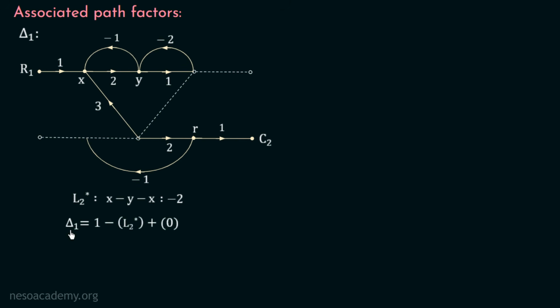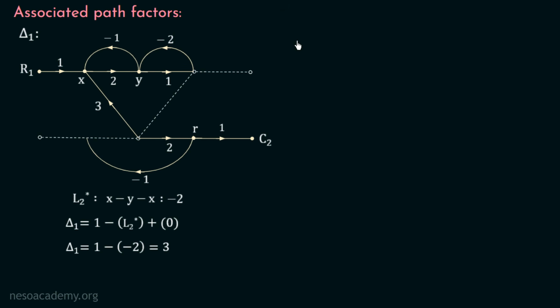Now moving on to the calculation of del 1, which is equal to 1 minus the sum of individual isolated loop gains plus the sum of products of gains of all possible combinations of two non-touching isolated loops and so on. But in this case we have only one isolated loop, and that's why we do not have any non-touching isolated loops. And hence the gain of all the non-touching isolated loops will be equal to 0. Now if we put the value of L2 asterisk, we will have the value of del 1 equal to 1 minus of -2, which is equal to 3. So in this way we are done with the calculation of the associated path factor with respect to the first forward path.